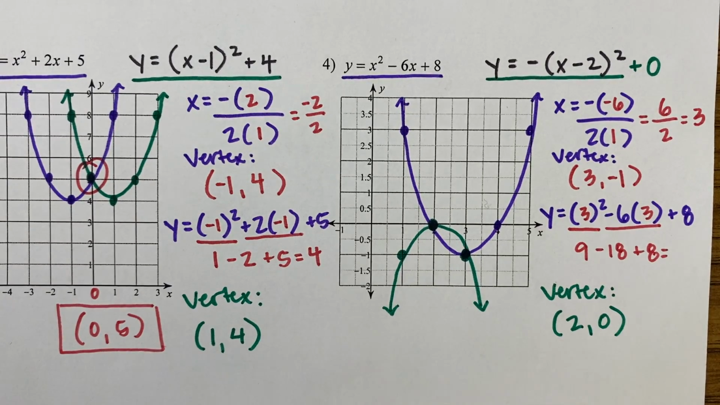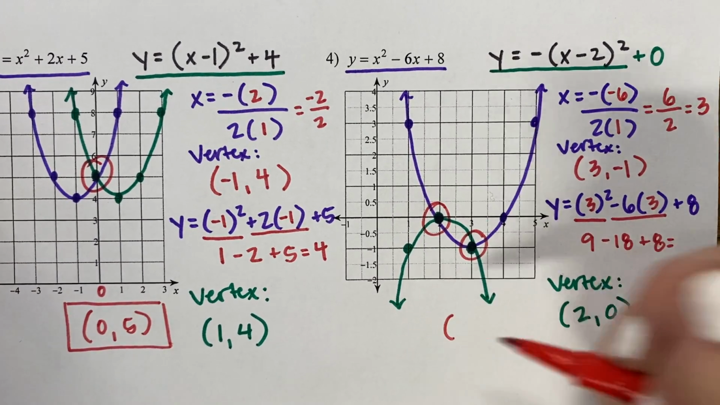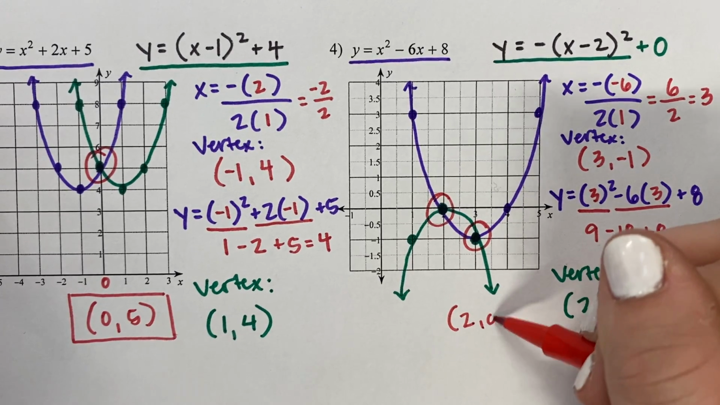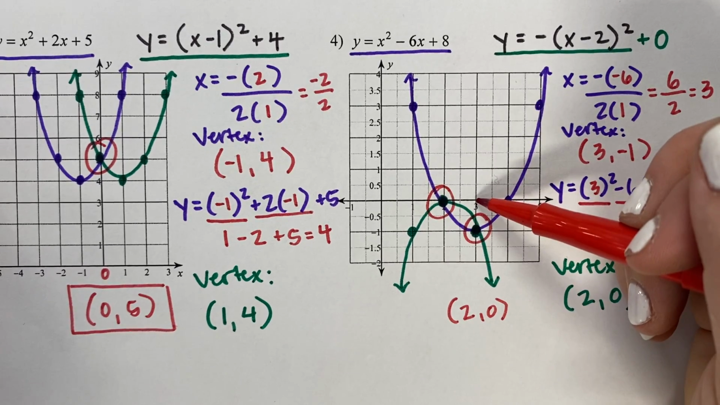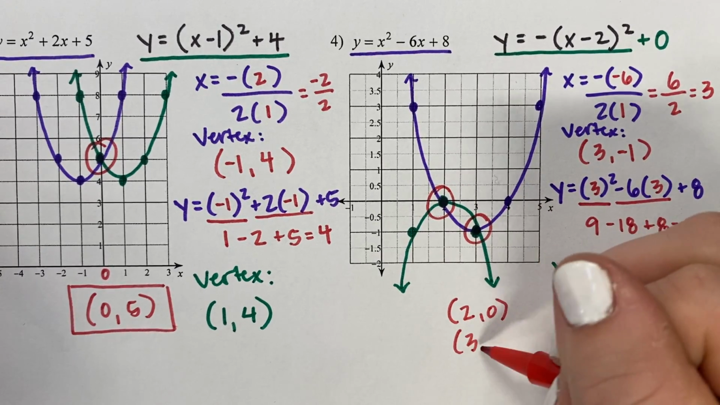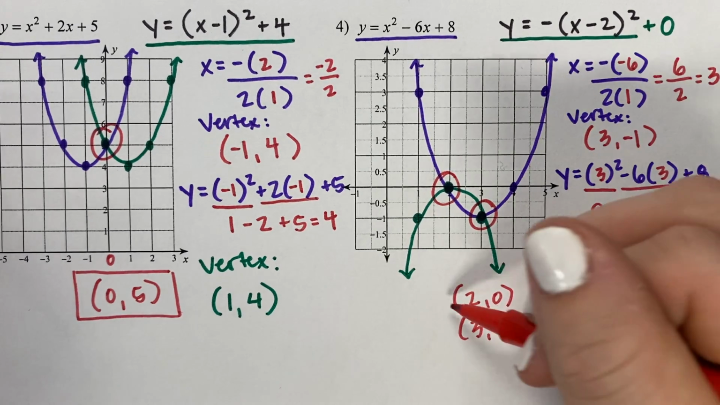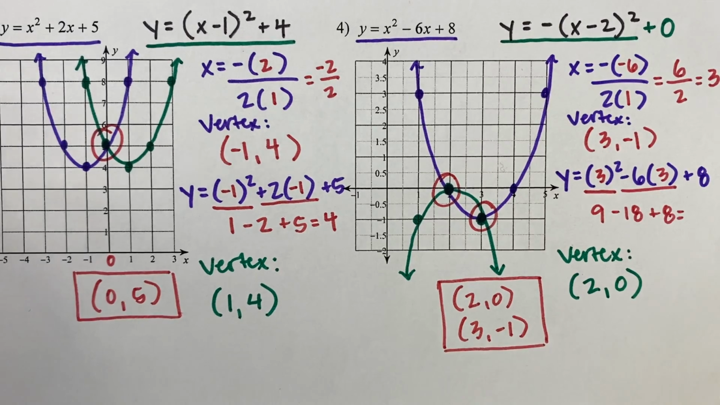Okay, so now we can see the 2 places that they intersect. So we have right there and right there. Right there is just the vertex for our green guy, 2, 0. And this coordinate point lines up with 3 on our x-axis, so 3, and then -1. Again, those were the vertexes of our quadratics that just happened to happen.